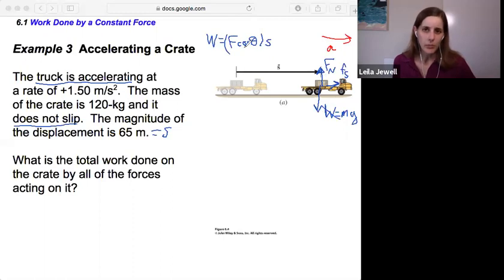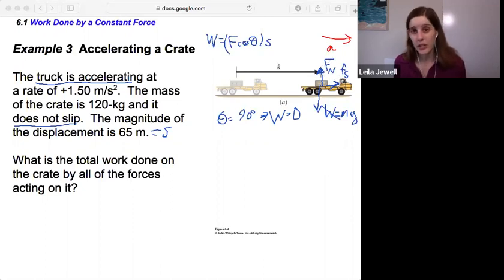Now, what angle would I want to plug in for my cosine of theta? Well, the displacement is to the right, the weight is going down, so that's an angle of 90 degrees. Now, cosine of 90, what does that give us? That gives us 0 work. Wow, we can do the same thing with the normal force, right? The normal force is pointing upward while the displacement is to the right. So this is true for both the normal force and for the force of gravity, the weight.